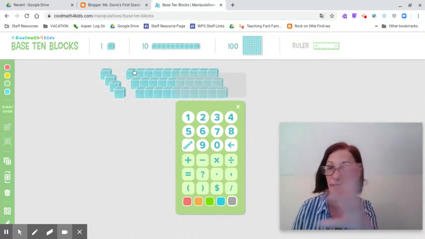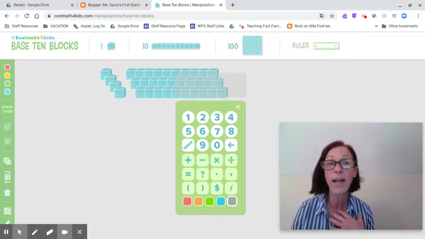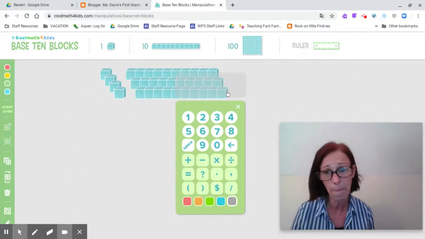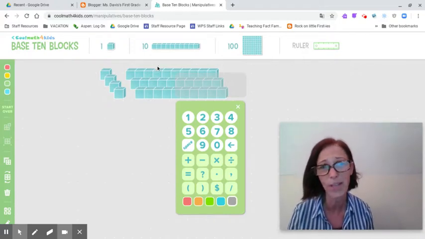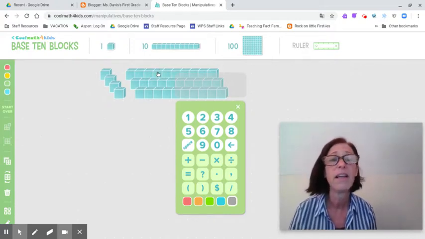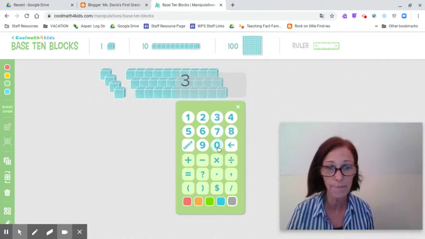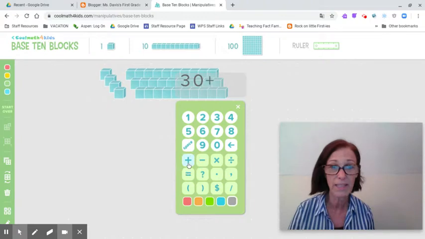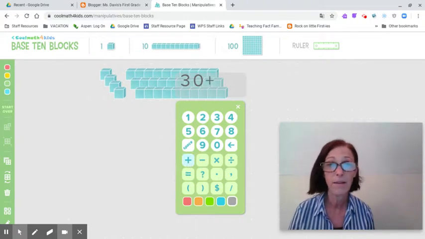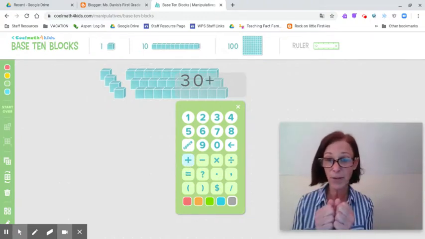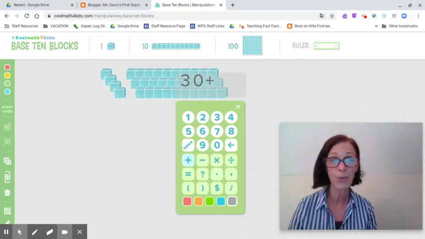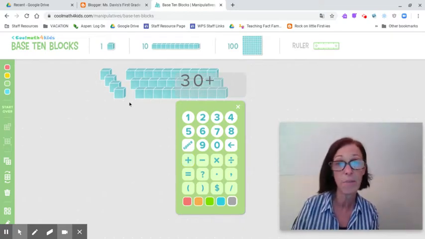So let's see, what's the value of this? I could count them all, like I said, but we don't need to, do we? We already know the groups of 10. So this is 10, 20, 30. So I'm going to type in 30. And now I'm going to do a plus sign, because it's the value of each place added to each other, joined to make the number.